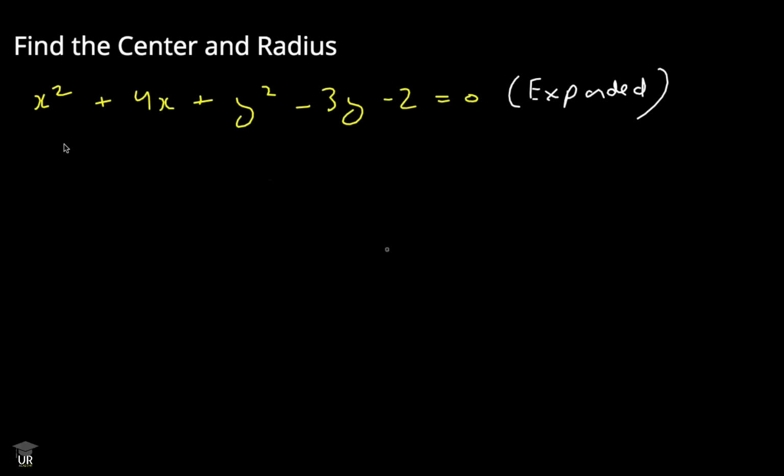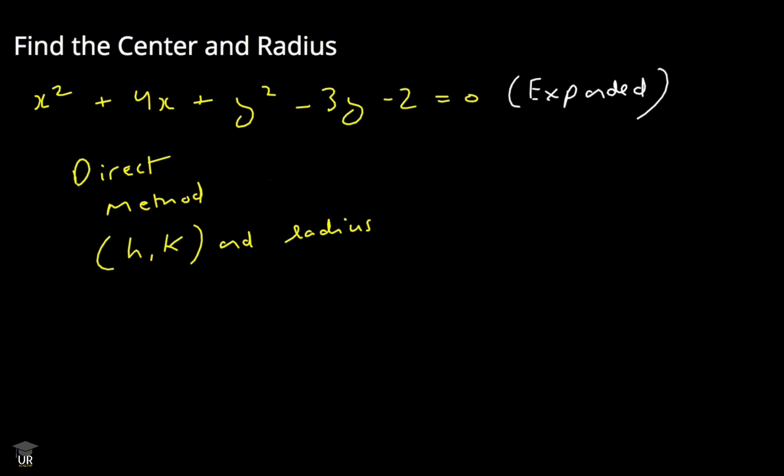In this question, the equation of the circle is given to us in the expanded form. So instead of using the long method, the method that we did in the previous videos, we will use our short and direct method to find our center coordinates (h, k) and the radius.